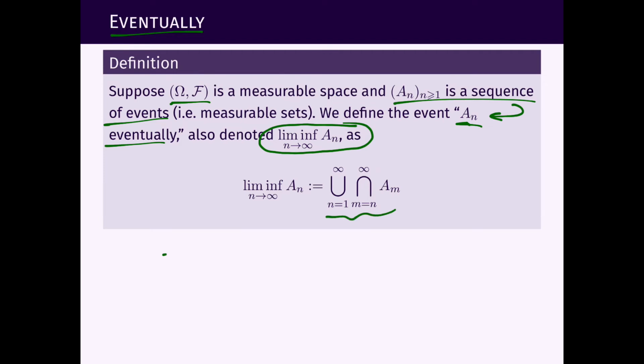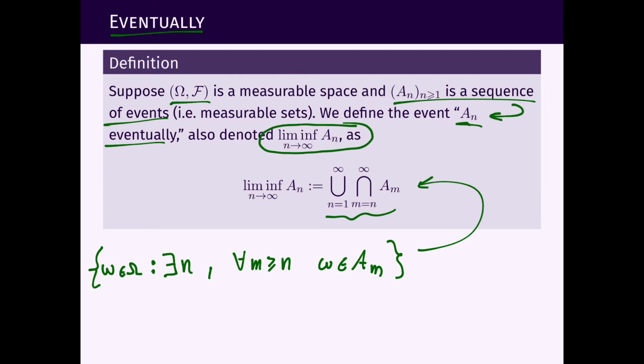It means there exists an n such that for every m larger than n, omega is in Am. If we take the collection of all omega with this property, we get exactly this set here. And why is that? Well, because the union will be translated as existence, intersection will be translated as for every, and belonging to Am is just the operation we do on the set.